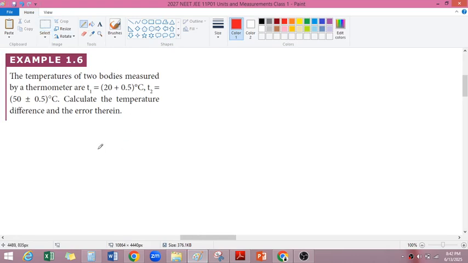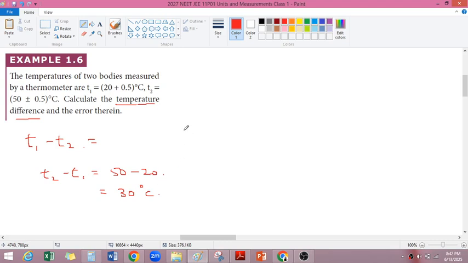Temperatures of two bodies measured by a thermometer are T1 is equal to this much, T2 is equal to this much. Calculate the temperature difference and the error therein. So again, as I told you, the temperature difference means it will be T1 minus T2. So they are asking you to find T1 minus T2. Directly I can do 20 minus 50, but since we want it in positive, we can say it is 50 minus 20, so it will be 30 degrees Celsius.